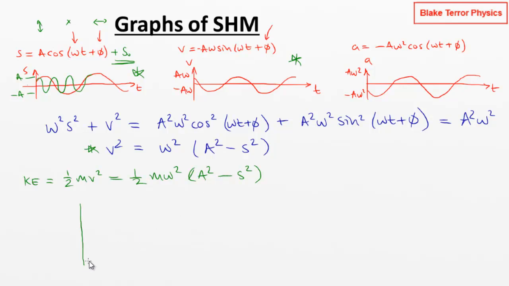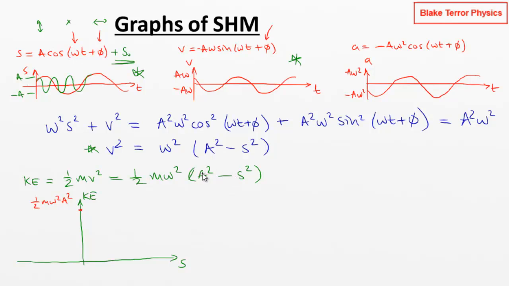So if we draw out, and because we're looking at energy, we don't have to worry about the negative axis. So let's draw kinetic energy against displacement. Of course, displacement can be positive or negative. It's going to be a maximum when s is 0, because we're just going to get a half omega squared A squared. That's going to be our maximum here. That's a half m omega squared A squared, our maximum kinetic energy.